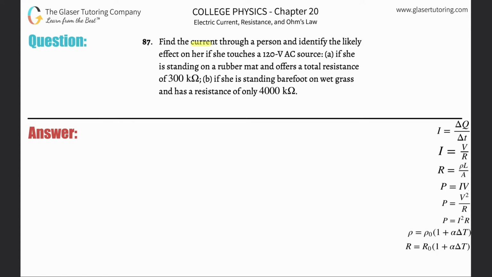Number 87, find the current through a person and identify the likely effect on her if she touches a 120 volt alternating current source. Letter A, if she is standing on a rubber mat and offers a total resistance of 300 kilo ohms. All right, interesting.